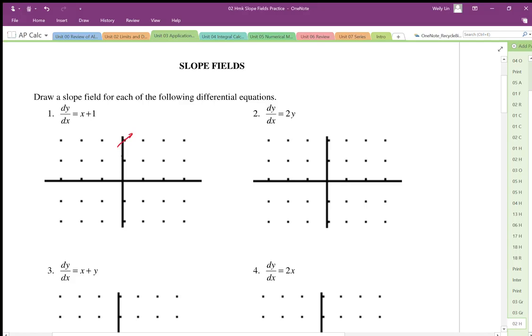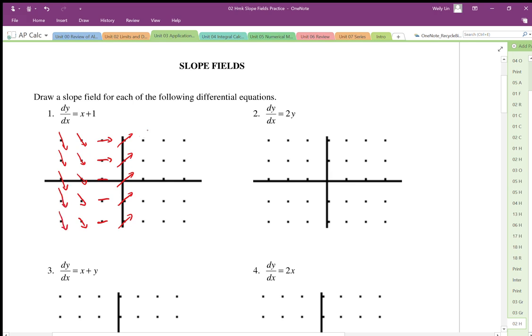So at (0, 1), (0, 2), (0, 0), (0, negative 1), the y coordinate doesn't actually affect the slope here. If I plug in x is negative 1, I get a slope of 0. Negative 2, I get a slope of negative 1. Negative 3 will give me a little bit steeper slope, a slope of negative 2.